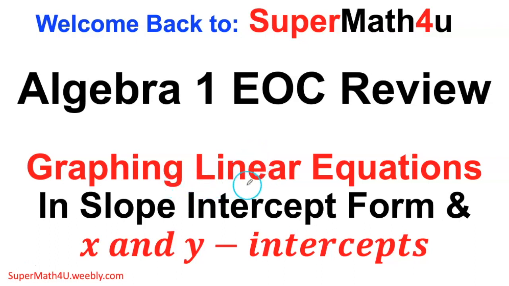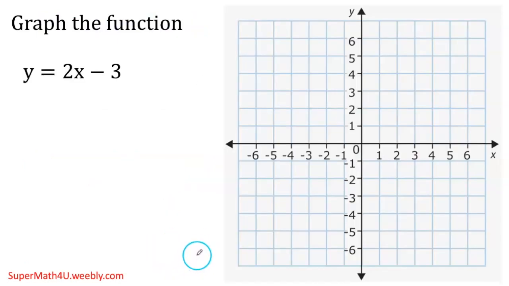We're graphing linear equations in slope-intercept form and using the x and the y-intercepts. The first thing we're going to do is slope-intercept form. Question: graph the function, and they give you an equation, or a function. They're not specifying how they want you to graph this, so by default, you go y equals mx plus b.